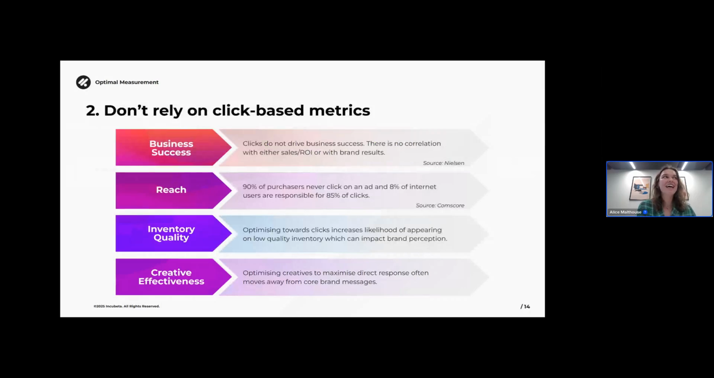Inventory quality as well. If you're running a campaign where you're optimizing towards cost per click, then you're likely going to be appearing on not great inventory. This is because you'll be trying to serve lots of impressions just because you're chasing that click, which might in turn mean you appear on less premium inventory. And then finally, creative effectiveness. This is what I was talking about when I said that people often optimize towards click-through rate with creative tests. A lot of people do this, but it's just not going to lead up to your overall goal. So yes, we don't rely on click-based metrics.